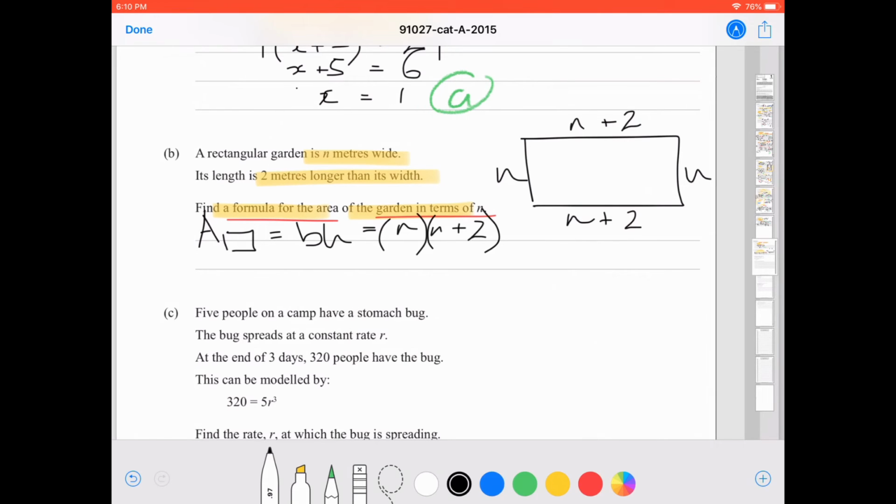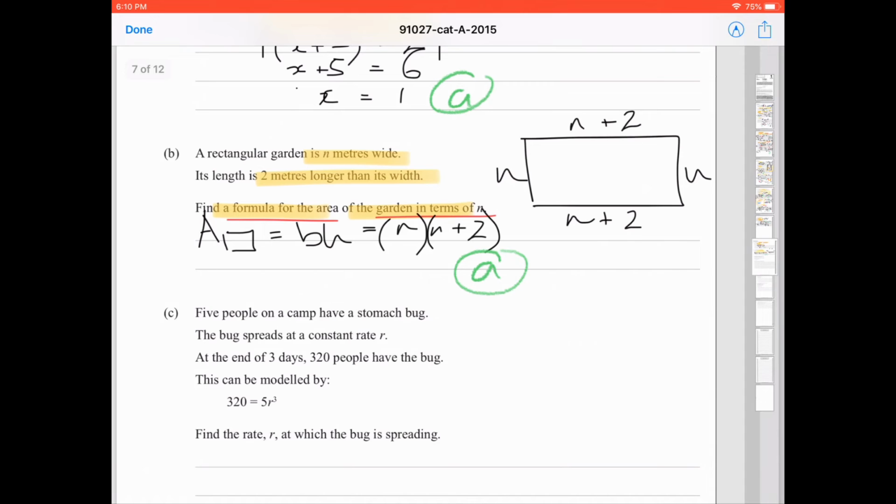Now, does the marking schedule want us to expand? No, it doesn't. Area equals n times (n plus 2) gets you the achieved grade here. Okay, let's move on. And by the way, the marking schedule mentions expression correct with brackets or an expanded form.